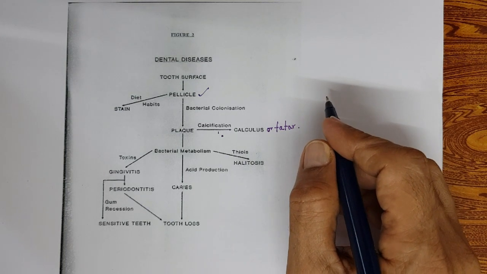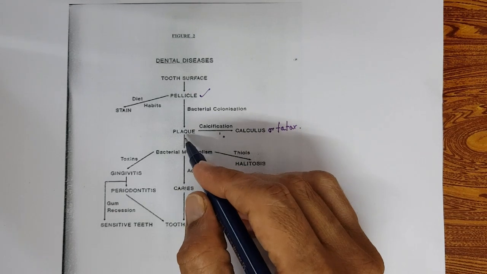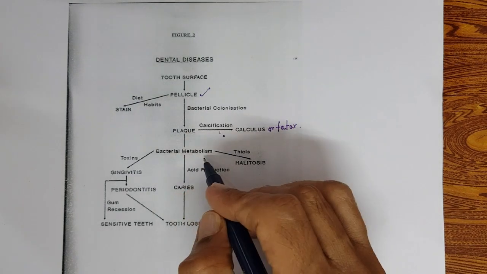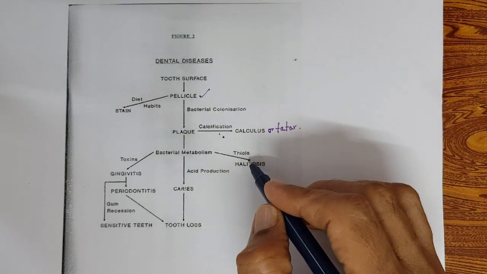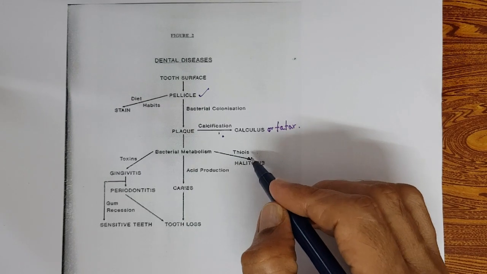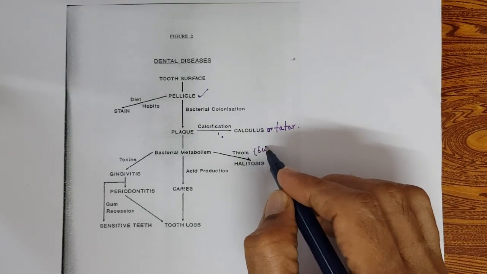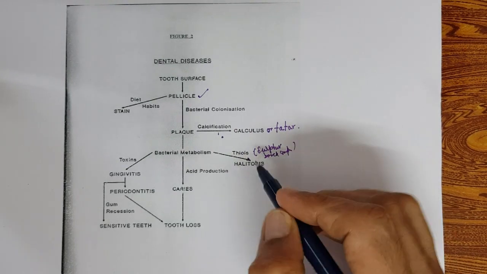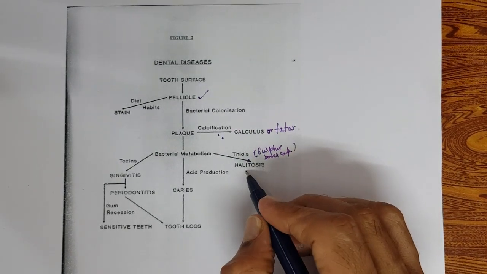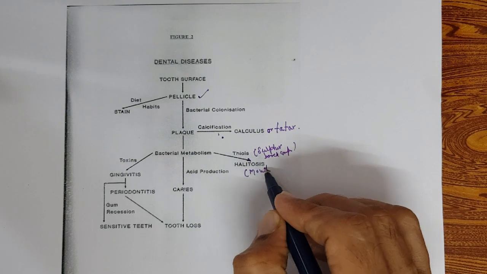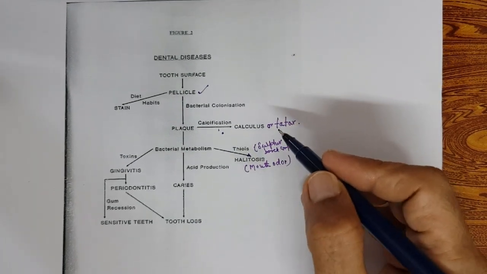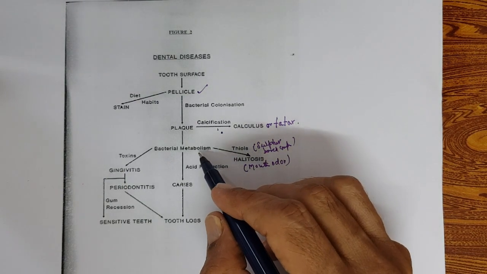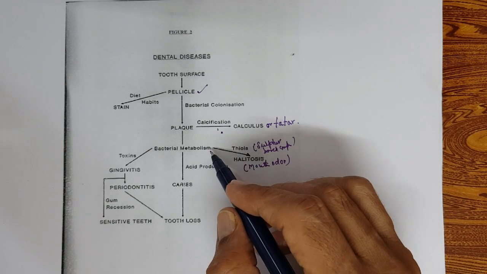Now, metabolism: the plaque getting metabolized by bacteria leads to liberation of thiols. Thiols are sulfur-based compounds and lead to halitosis. What is halitosis? It's a mouth odor, no? It leads to mouth odor.